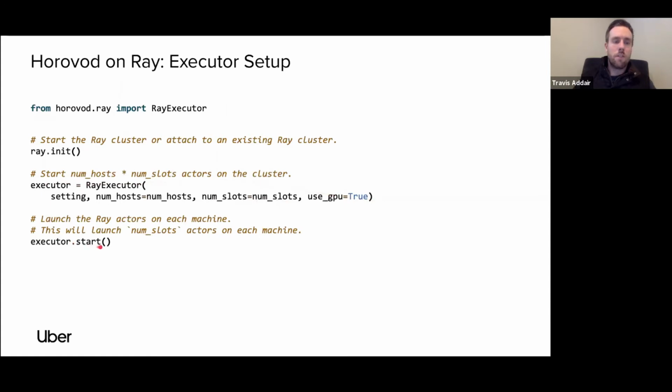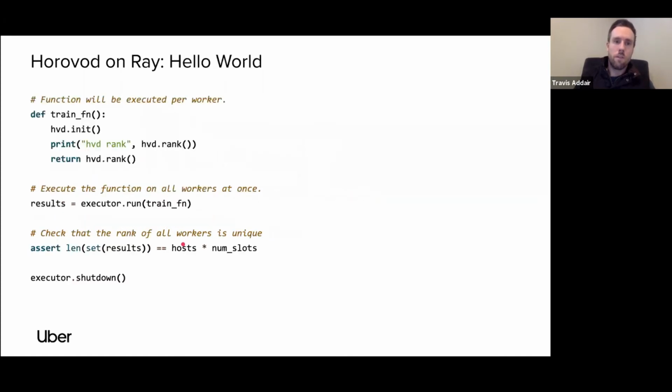Then you launch this executor, and now you have the ability to start running Horovod jobs without having to do anything else. All of the gang scheduling is taken care of. Once this blocking call returns, you now have effectively a set up cluster environment where you can run Horovod jobs.